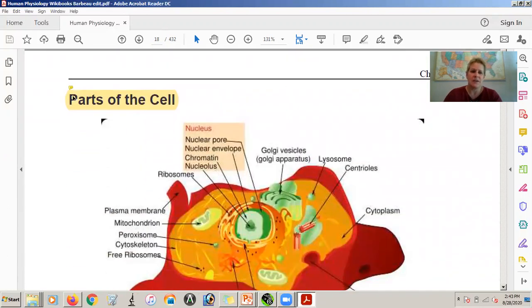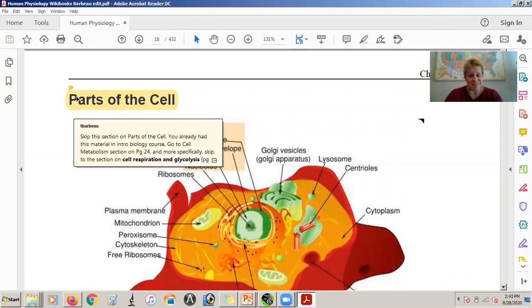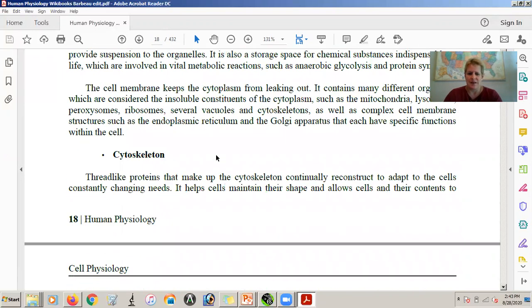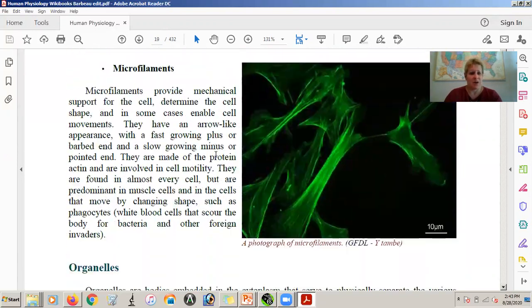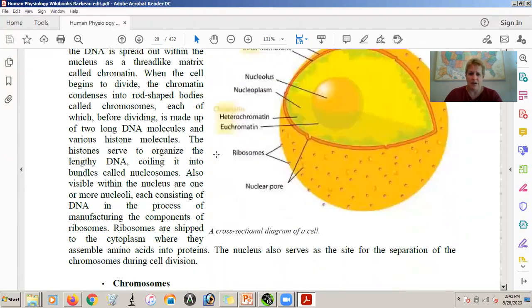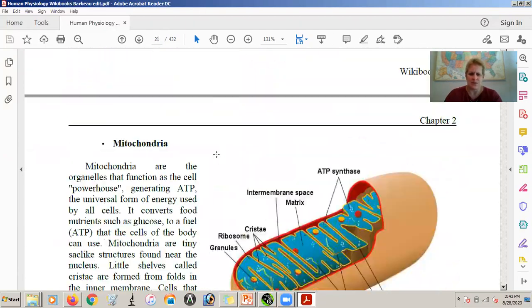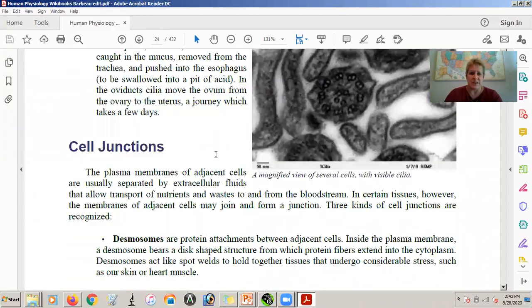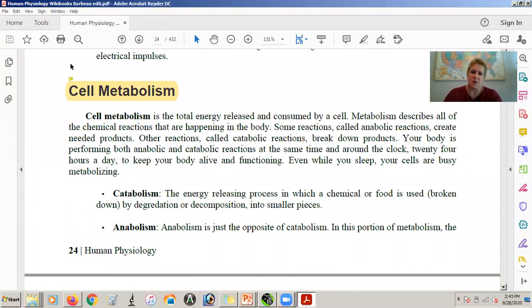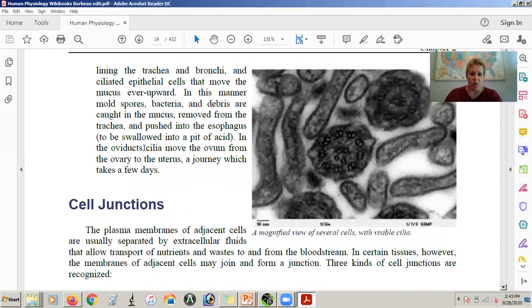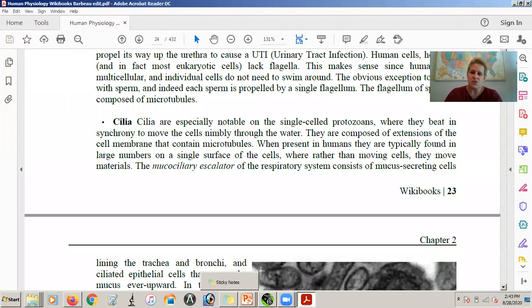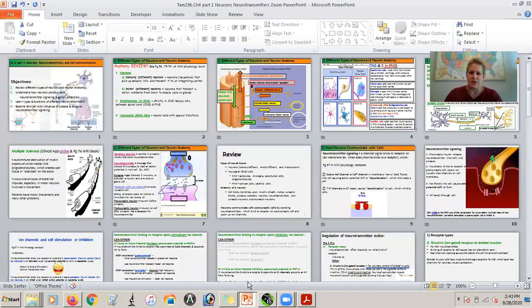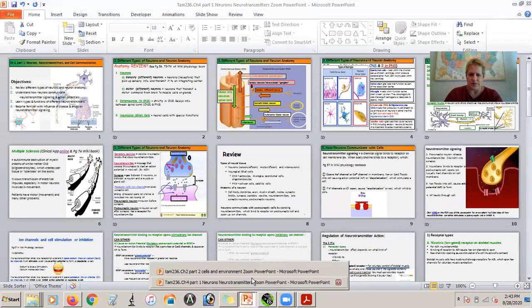But let's see what else. Parts of a cell. Here's where I say, skip this section. You don't have to worry about that because I don't cover it in my chapter. And I'm seeing if in the chapter there's anything else that you need to know. And pretty much it's just the beginning of the chapter that you'll have to know. Cell metabolism, we've already covered. That was chapter 2, part 1. But I did want to let you know about that page number thing because that's important.